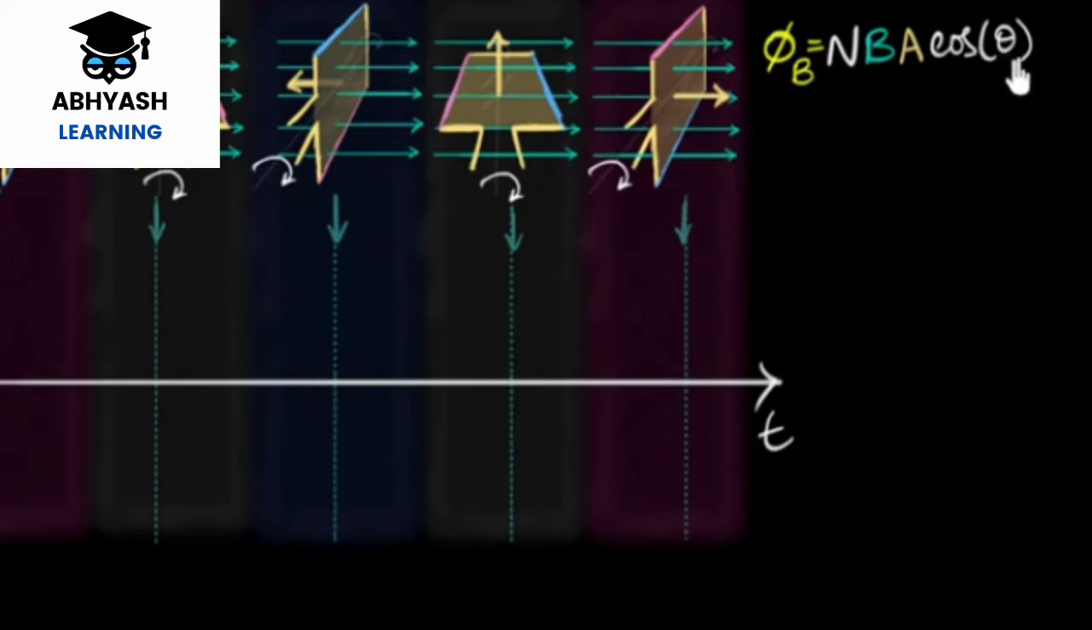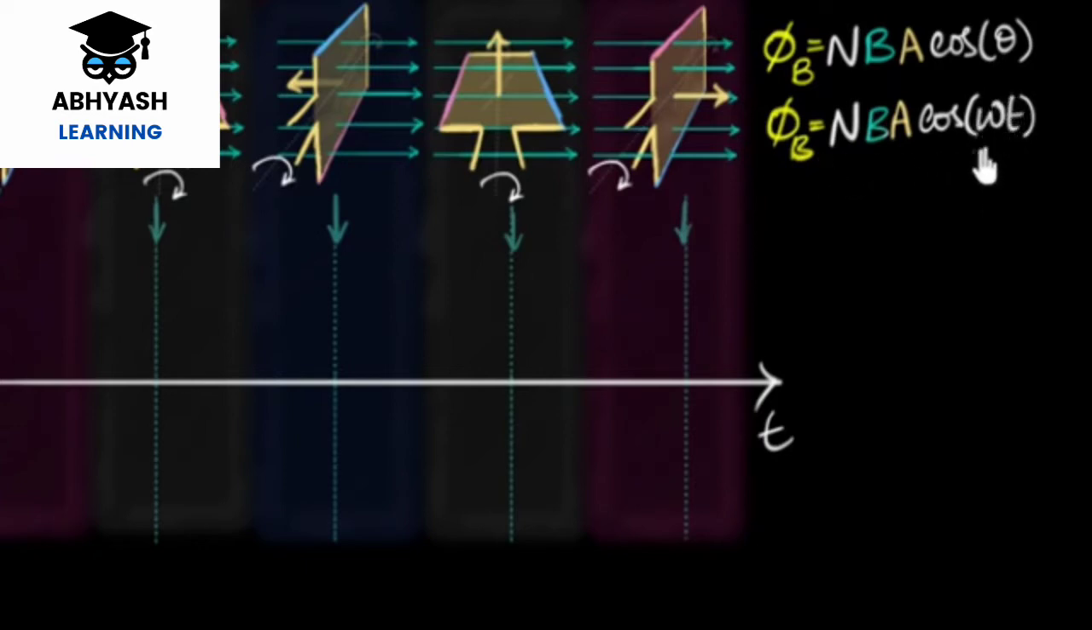So how can I connect theta with respect to t? How can I make theta a function of time? Well, this goes back to our rotational motion. Just like in linear motion, we can say distance covered equals speed times time. In angular motion, we can say angle covered equals angular speed times time. So let me rewrite this. We can write phi B equals NBA times cos of, angle covered equals angular speed times time, just like distance equals speed times time. So angular speed times time.